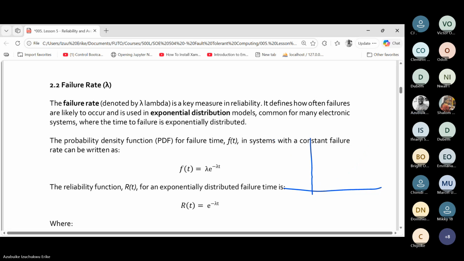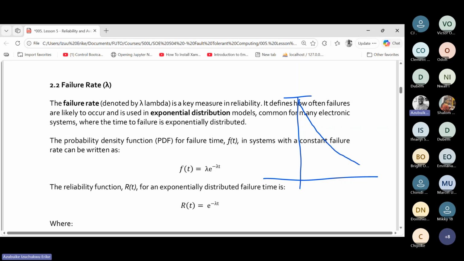So maybe at the point that the system starts, it starts at this point, and then as time goes on, we see that the time it will take for that system to fail is drawing closer and closer. So that is what we talk about when we talk about this kind of function. It produces a graph like this. So the reliability of a system decays as the system is in use. Are you with me? Okay.